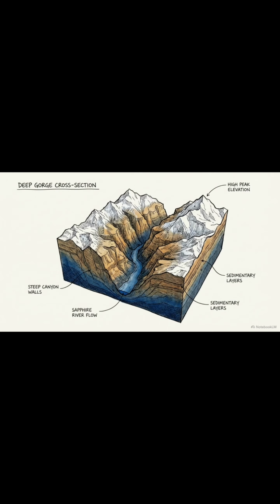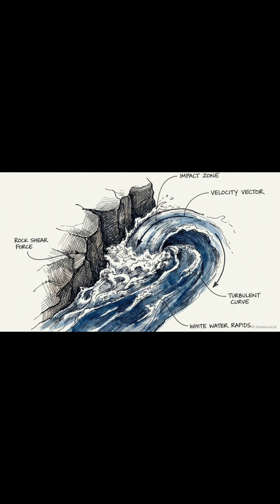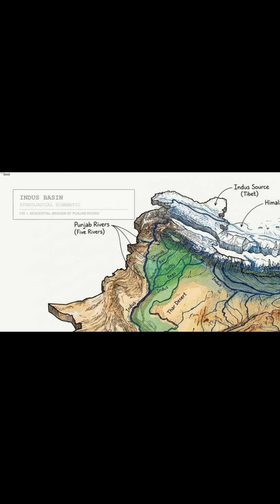It flows northwest from Tibet until it violently intersects the rising terrain at the Gilgit Gorge. The water strikes the rock, carves a sharp curve, and is forced into a steep southern turn toward the Arabian Sea. As it descends, the Indus Basin absorbs 5 distinct tributaries: the Jhelum, Chenab, Ravi, Beas, and Sutlej. The convergence of these 5 rivers is what gives the Punjab region its name.